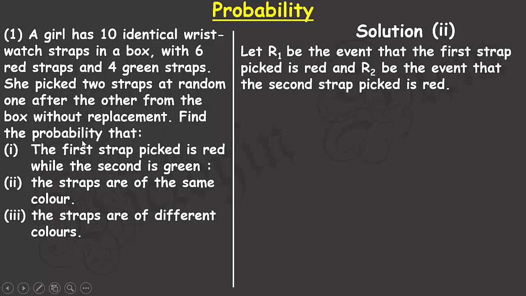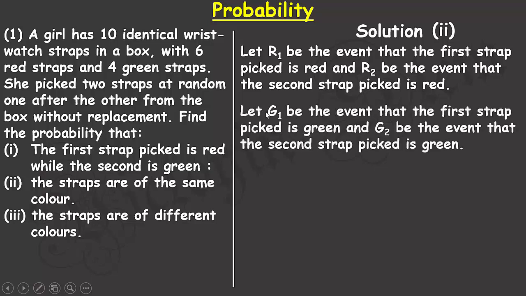What is the probability that the straps are of the same color? Okay, now I'll make some assumptions. It implies either the first strap picked is red and the second one is red, or the first strap is green and the second is green. So I'll say let R1 be the event that the first strap picked by the girl is red, and R2 be the event that the second strap picked is red.